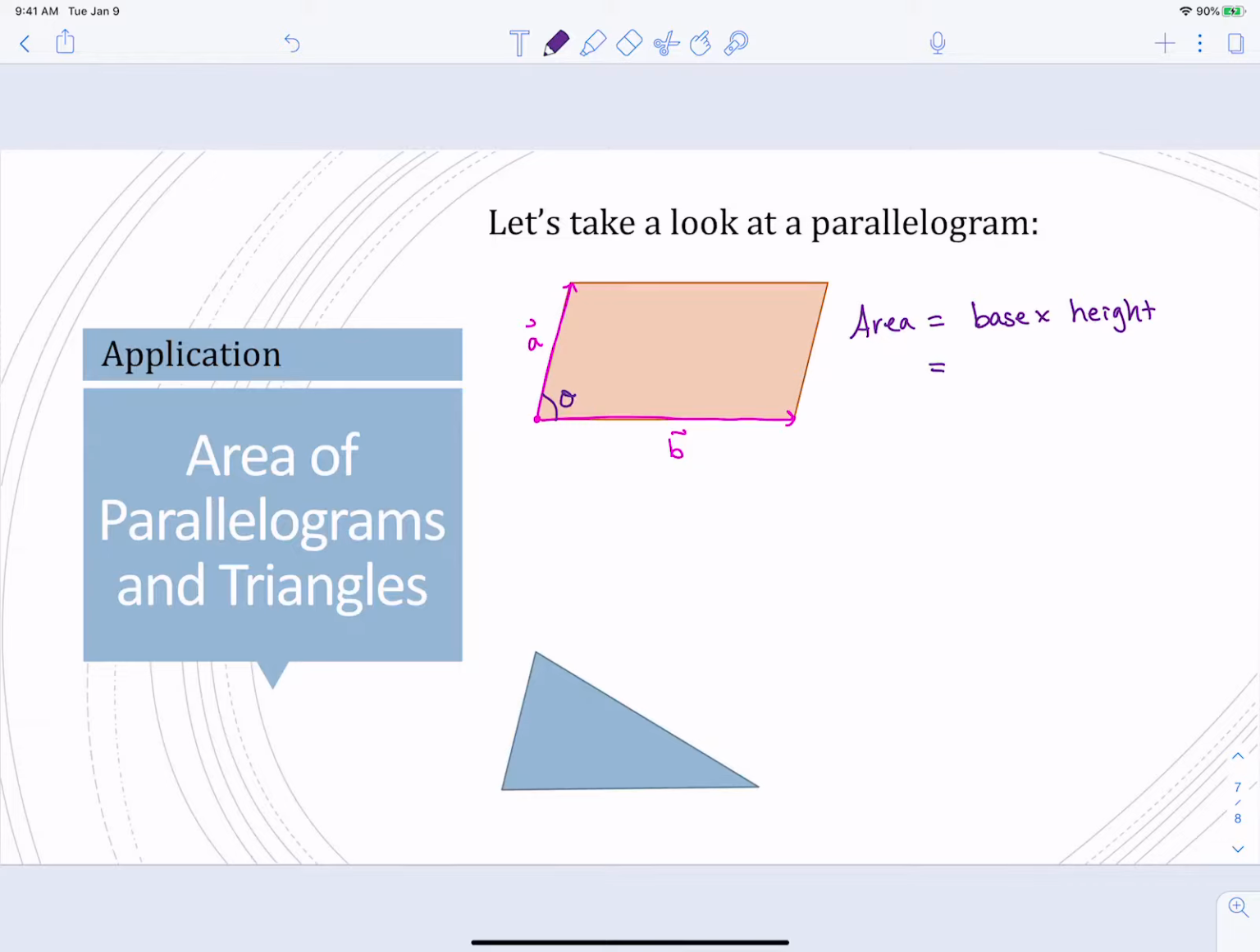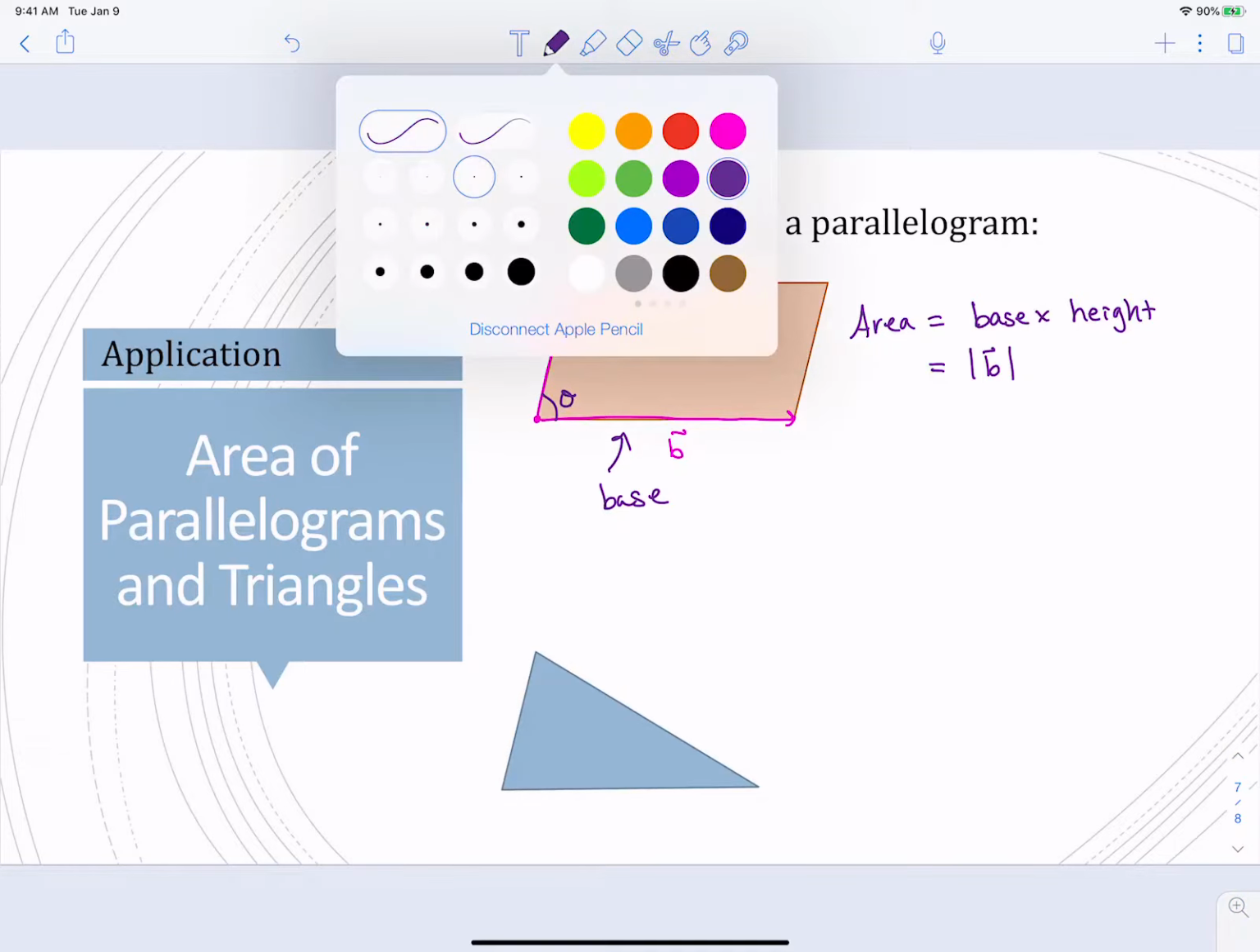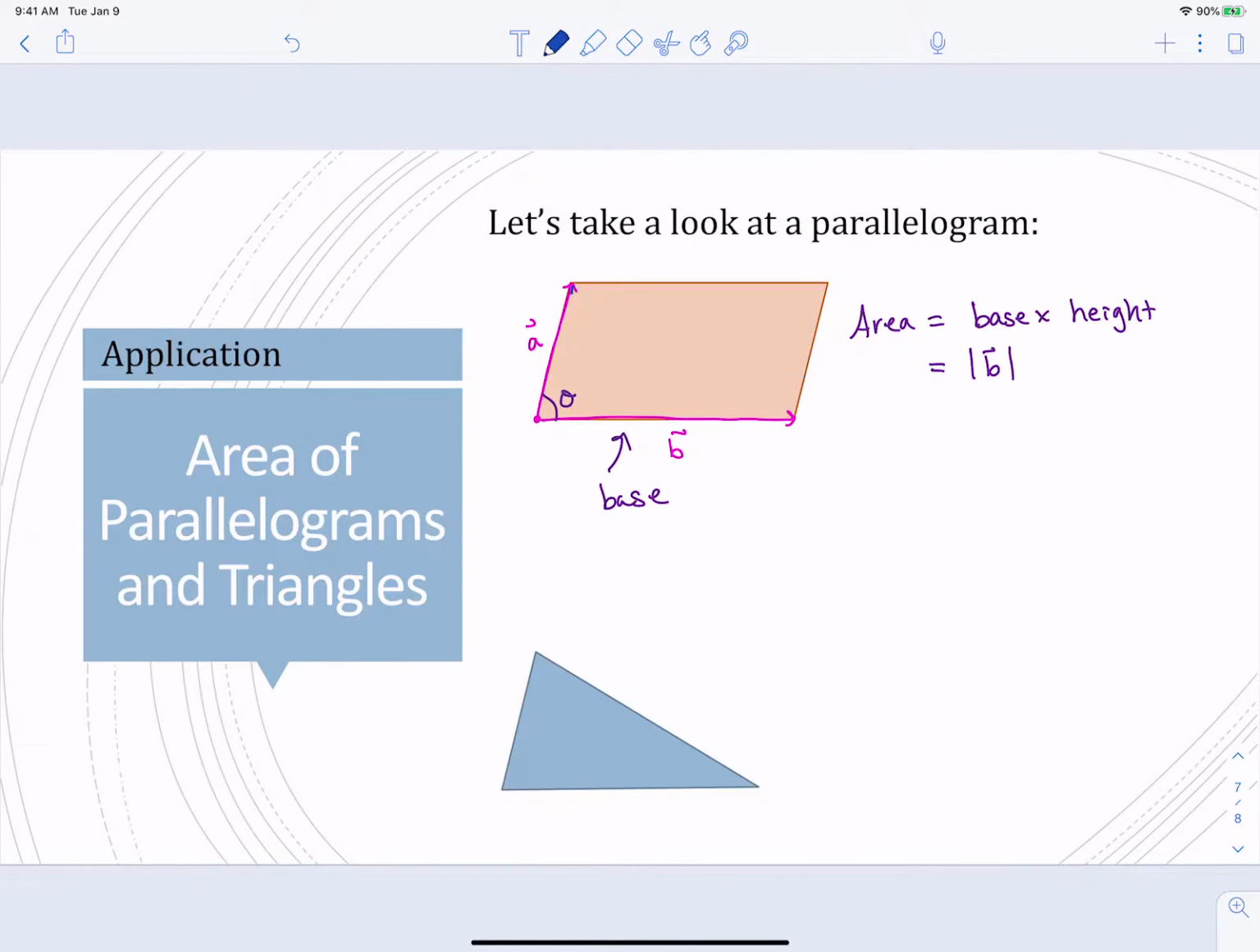So the base, that's not too bad. The base of this is the length of that vector B. So it's the magnitude of B. The height of this, though, the height that we're talking about is from that top vertex here down, dropping down a perpendicular. Here is the height. So we want to know what that height is.